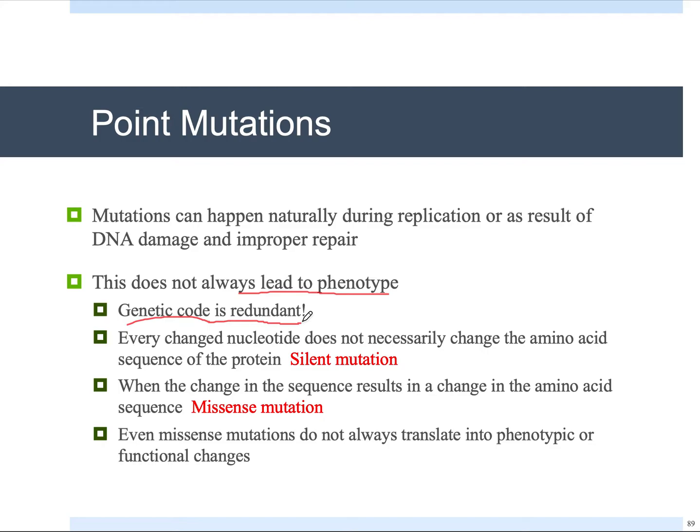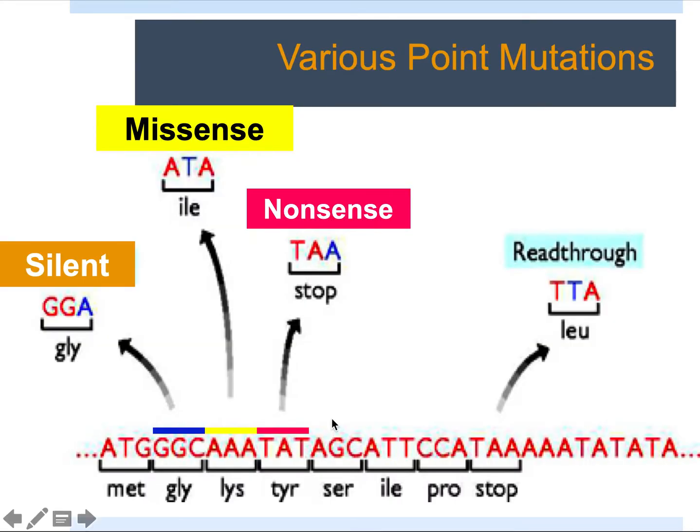If you have a nucleotide change, that doesn't necessarily lead to a new amino acid sequence. That's an example of a silent mutation. So there's a mutation, but there isn't really any effect on the organism because the same protein is still synthesized. And then there could be a change that results in a change in amino acid. That's an example of a missense mutation. But even for those missense mutations, they don't always lead to phenotypical changes.